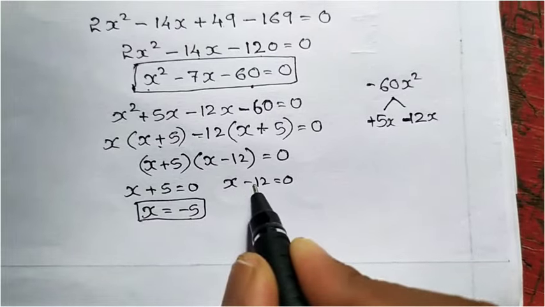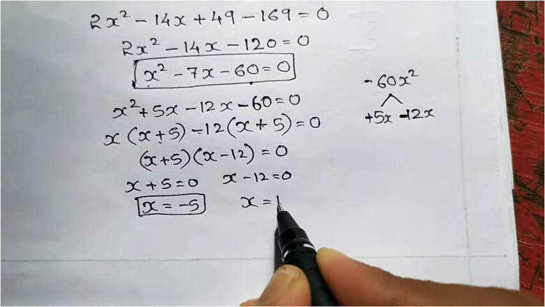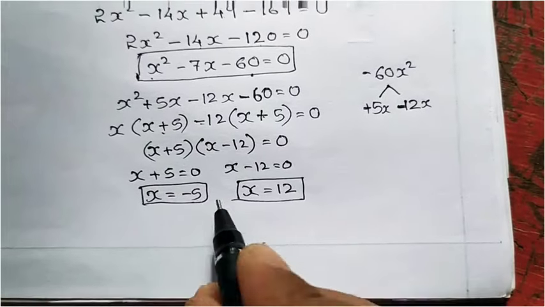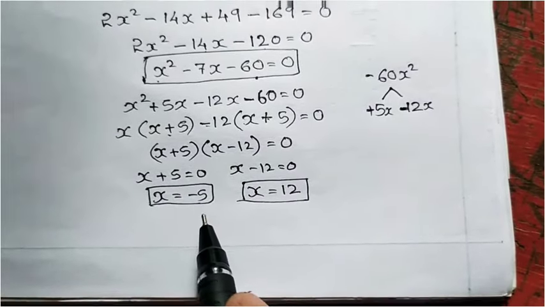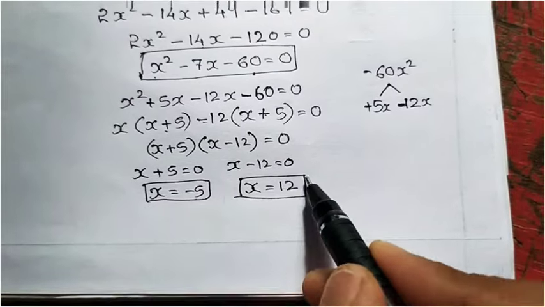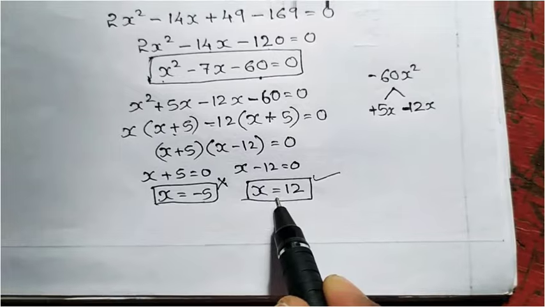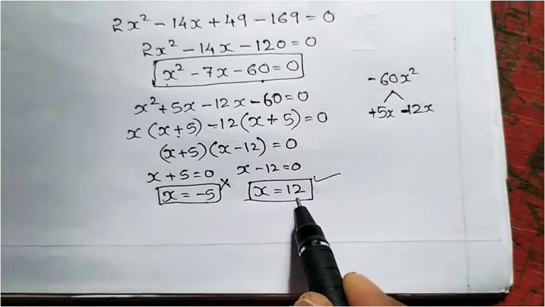Here if I take 12 to that side, x becomes 12, minus becomes plus. So whenever considering measurements, we will take the positive integers, not negative. Okay, so here x becomes 12, our answer will be 12.